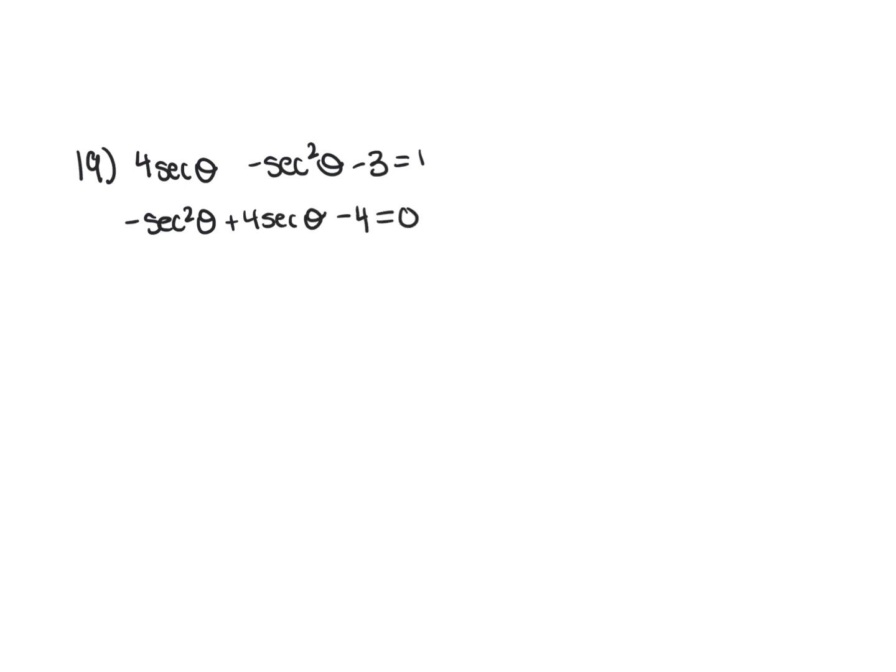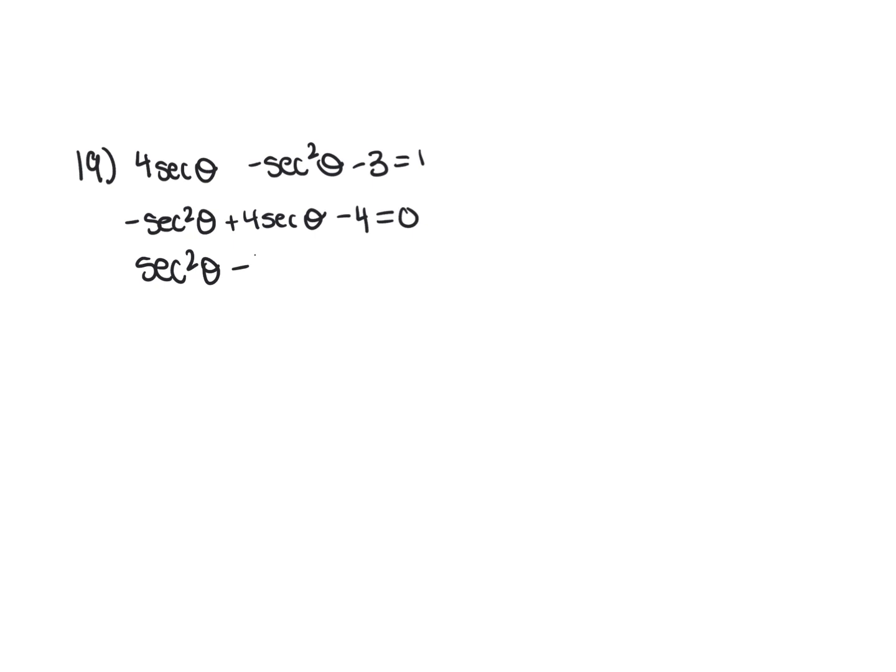Let's try number 19. So I have 4 secant theta minus secant squared theta minus 3 equals 1. This looks like a quadratic, so I'm going to rearrange it. Negative secant squared theta plus 4 secant theta minus 4 equals 0. I am not factoring with a negative leading coefficient, so I'm going to divide both sides of the equation by negative 1.